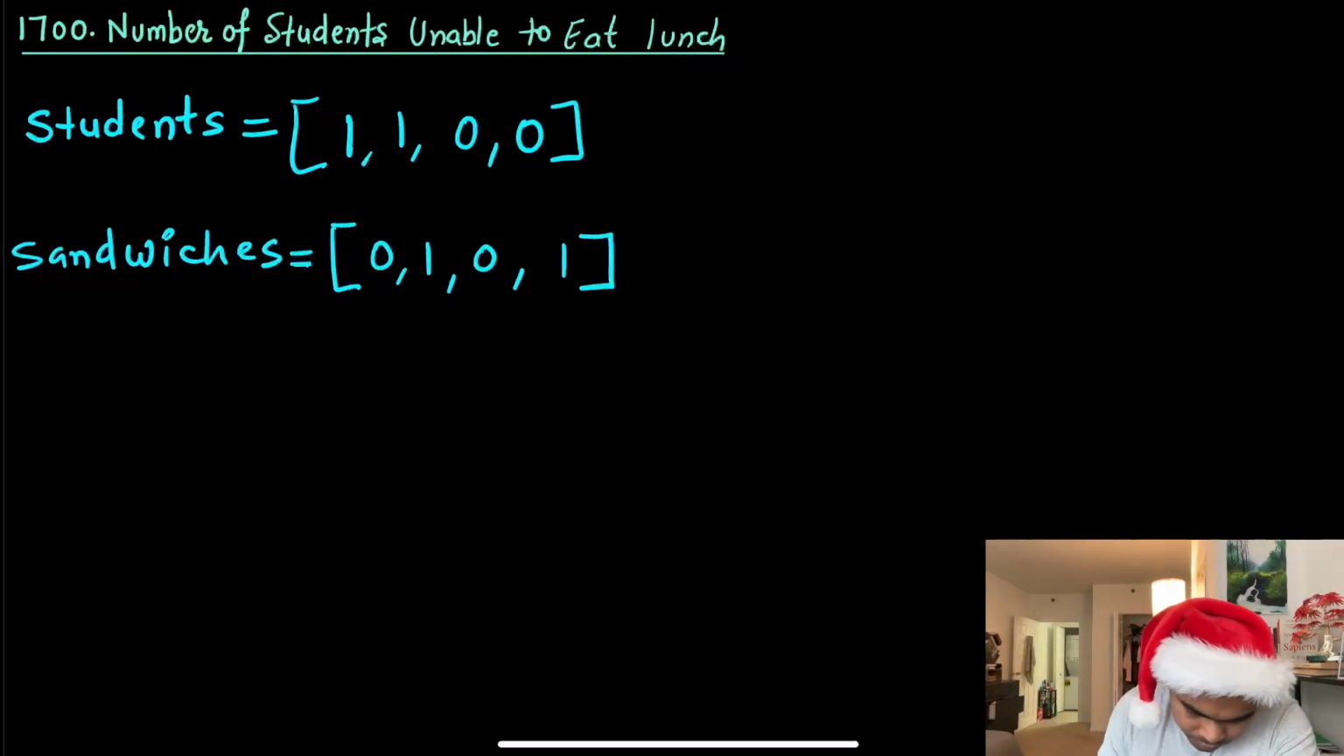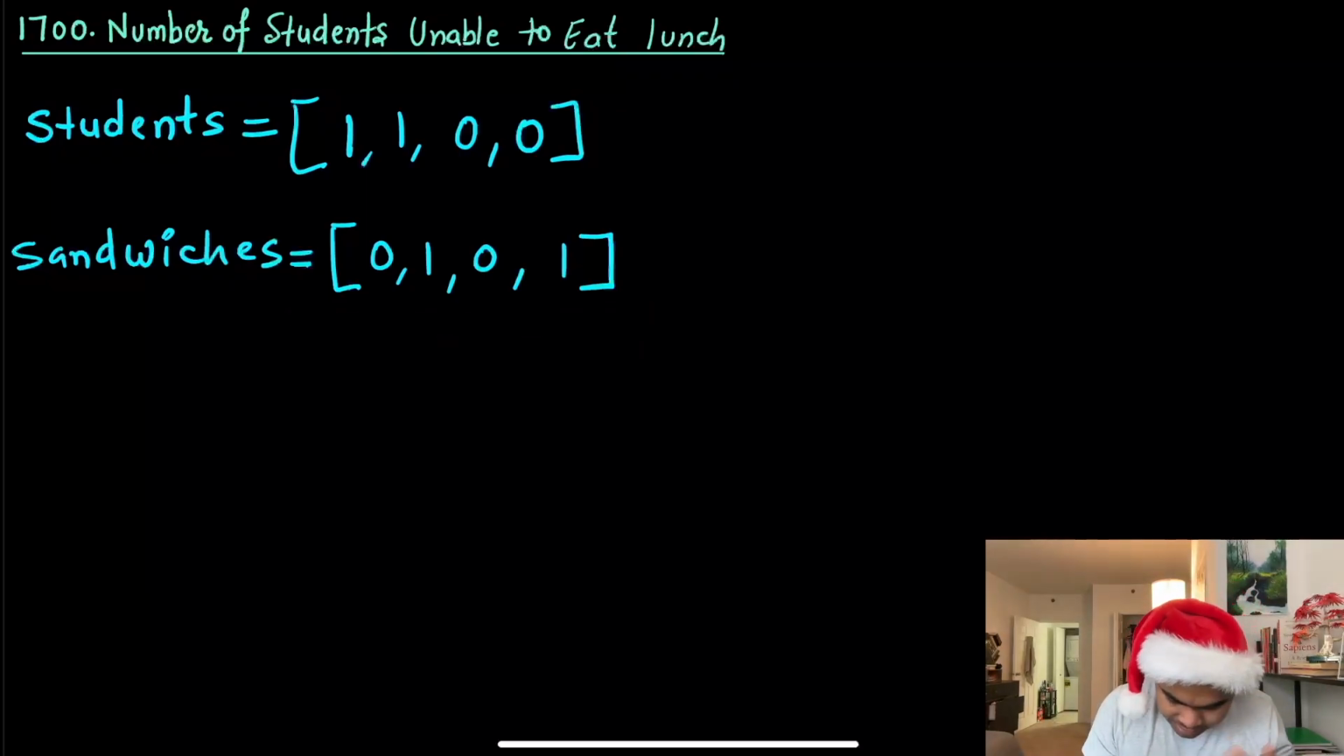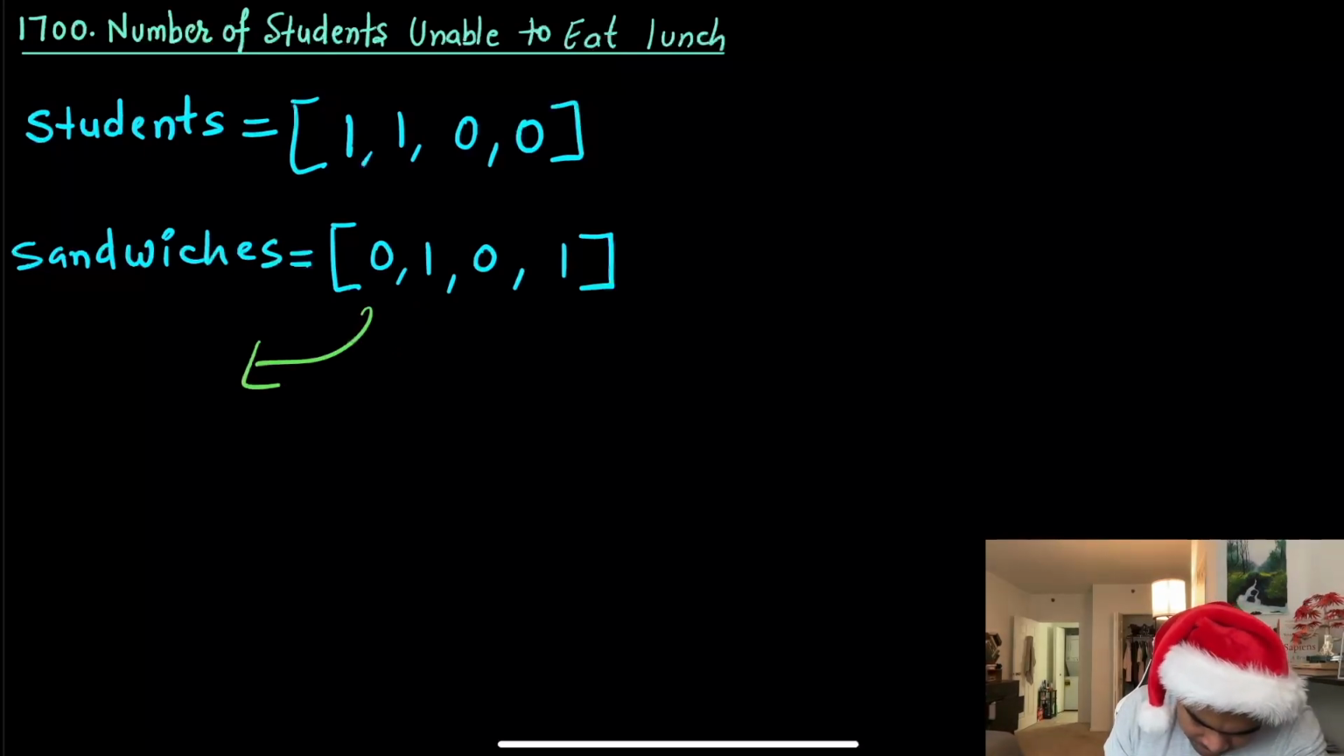We are given students and their preference, either 0 or 1. Let's say 0 represents a circular sandwich, and 1 represents a square sandwich. All right. Now there are 4 students in this case, and there are 4 sandwiches. Now what's happening right now is these sandwiches. So if I want to give a picture of it to you guys, this is how it's placed. It's in the form of a stack. So 0 1 0 1.